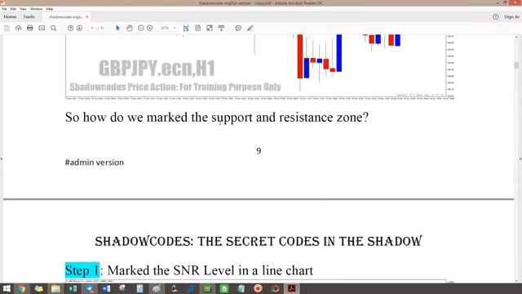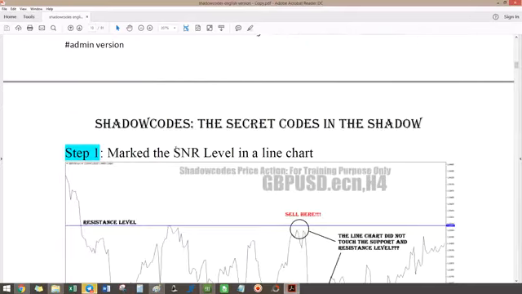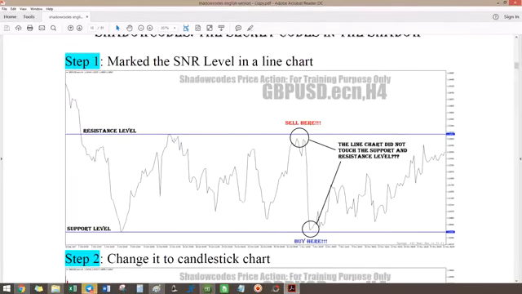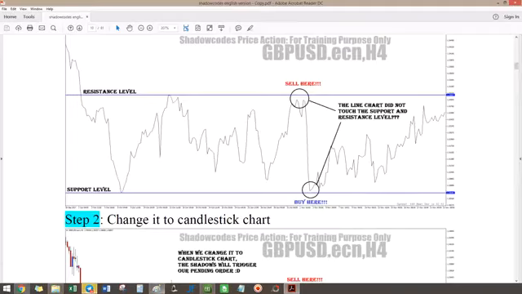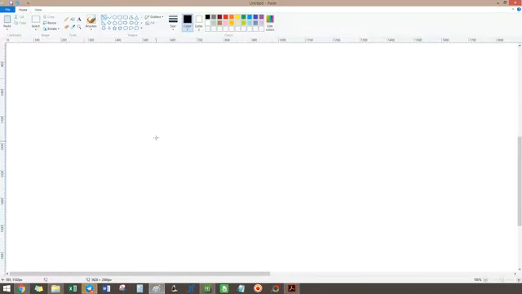So how do we mark a resistance and support zone? So step number 1, we find a trading range. So before this, Michael asked how to know a trading range. Okay, let me draw a trading range. Like this, we'll be going on chapter 3 should be, but it's okay.